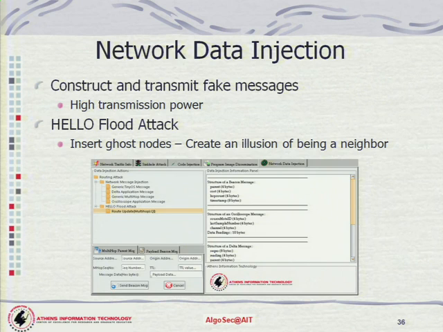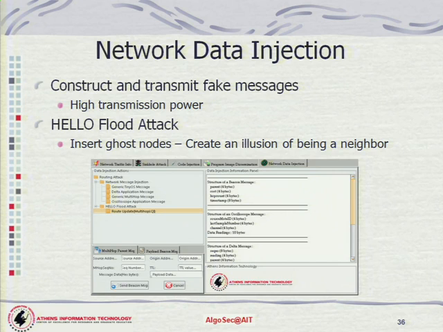The final thing is I have this network data injection, which is obviously for injecting data in fake application messages inside the network. So this is a snapshot. You can inject all kinds of application messages, and actually you can inject all kinds of routing messages.